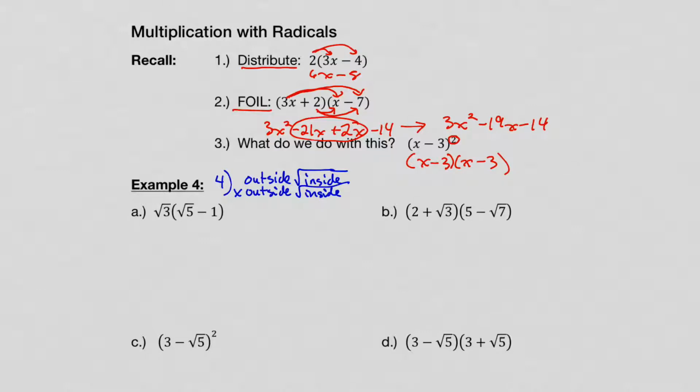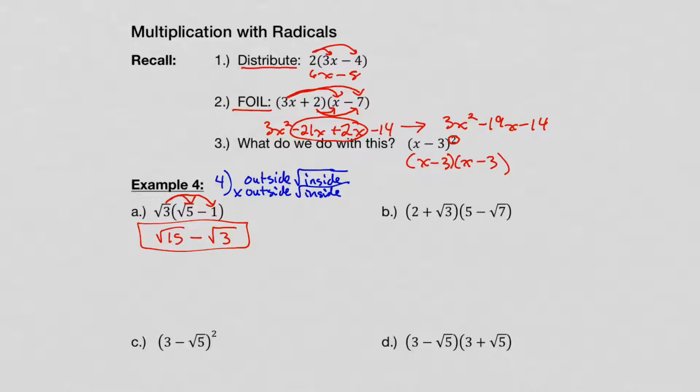Okay, so let's take a look at the first example. We're going to do radical 3 times radical 5. Those are both inside numbers, so I can definitely do 15 here. And then the next two, radical 3 is an inside number, negative 1 is an outside number, so those are going to stay separate, and I don't need the 1 because the 1 is invisible.